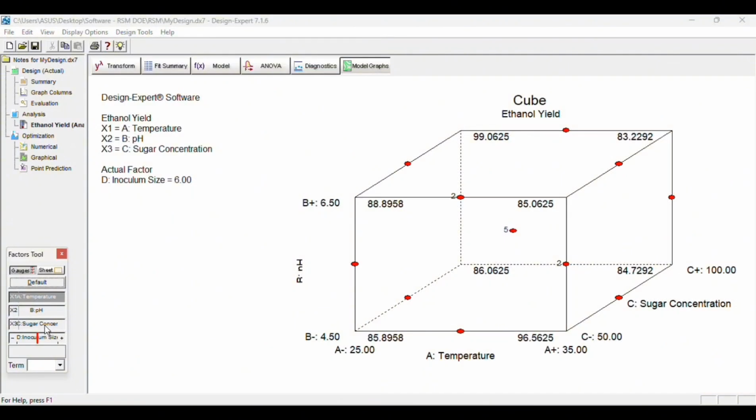And for this one, for the format of the cube. And this for the inoculum. And I think that's all for the Box-Behnken.